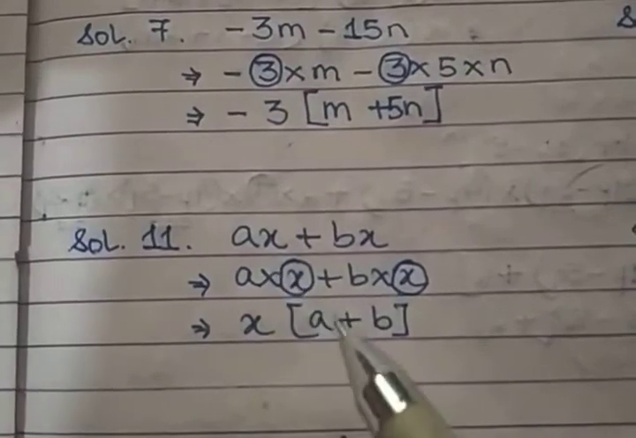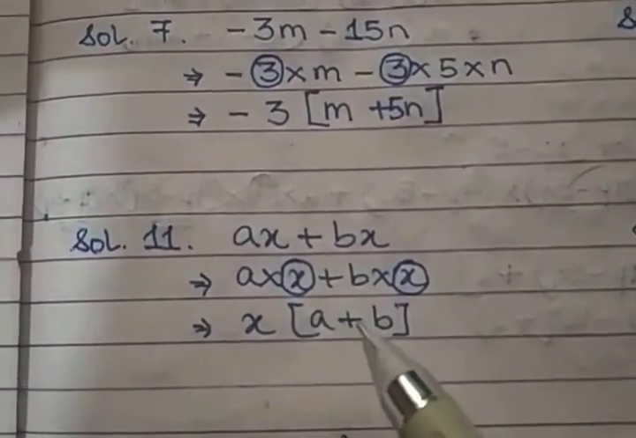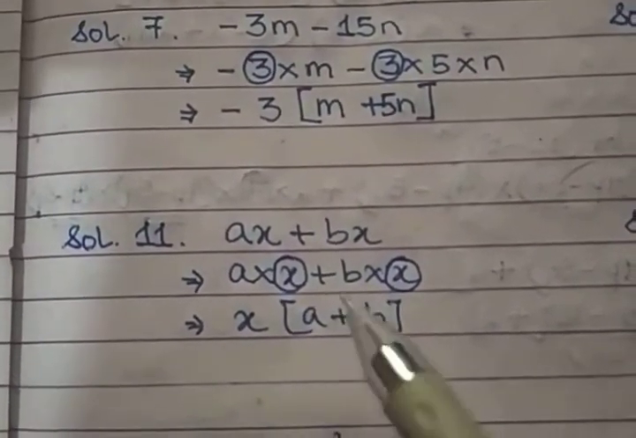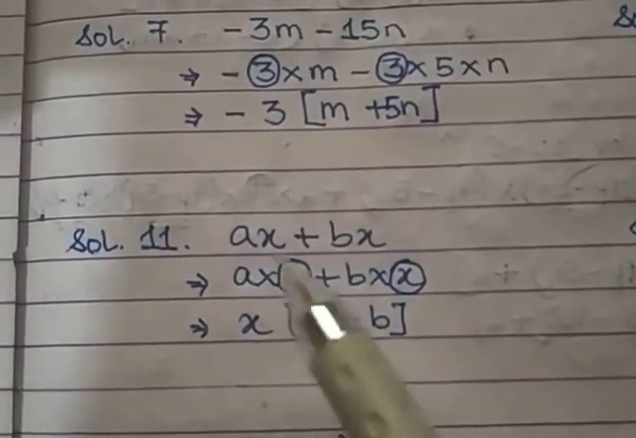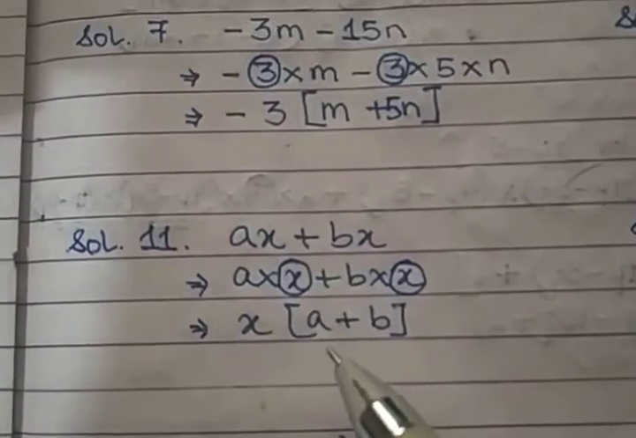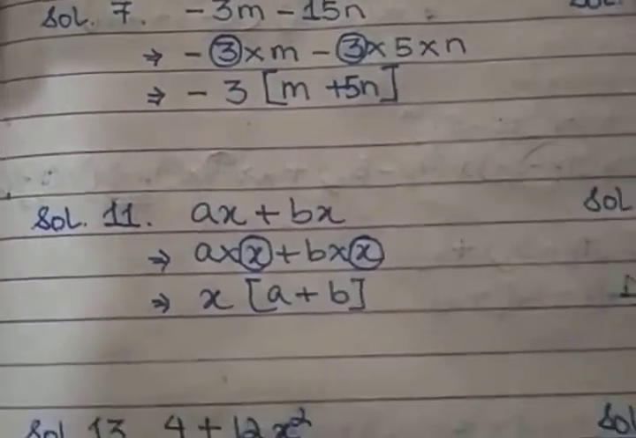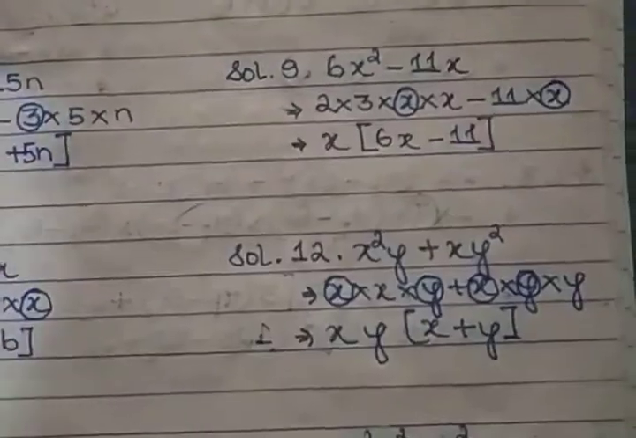What's left from the first term? A. The sign doesn't change here because we haven't taken negative as common, remember. So plus, what's left from the second term? B. So the factors of ax plus bx is x within bracket a plus b. Okay, moving on to the next question.